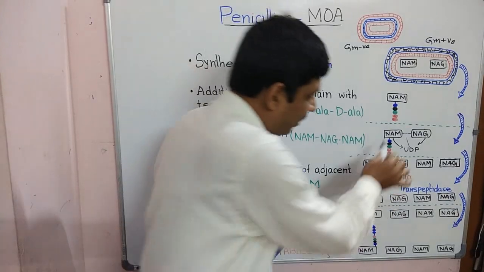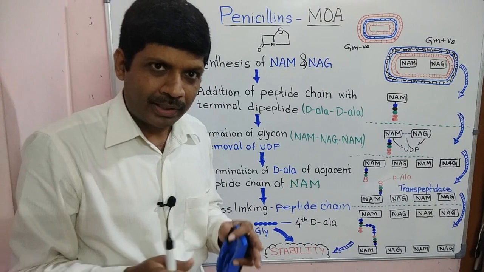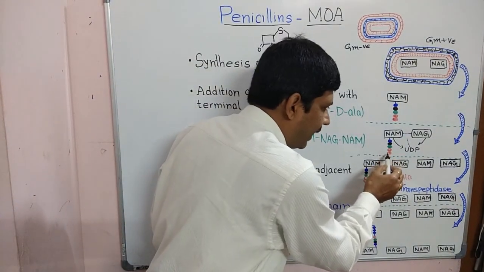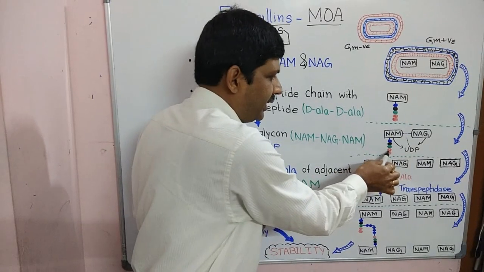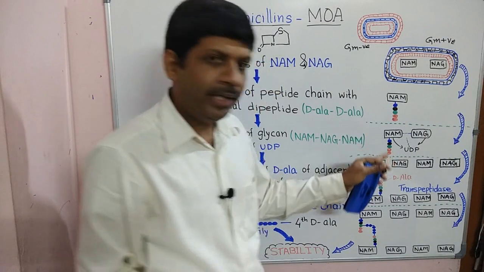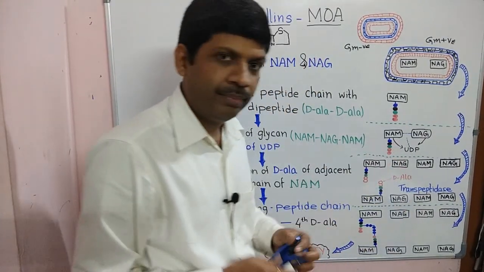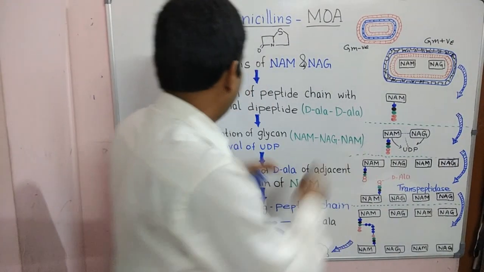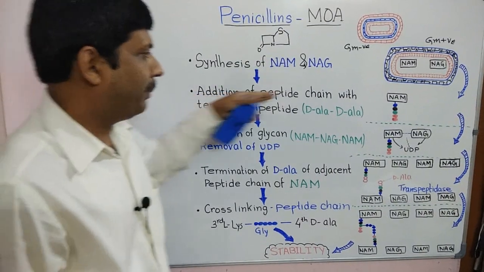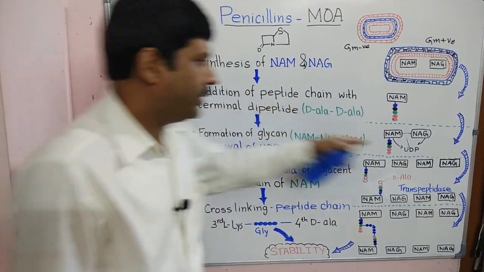The formation of NAM with the pentapeptide occurs by the final linkage of D-alanine and D-alanine. This red shows D-alanine and D-alanine. When this D-alanine and D-alanine bind together, there is a complete formation of NAM. So what happens? Synthesis of NAM and NAG inside. Then there is addition of the peptide chain, which happens with the NAM along with the UDP.